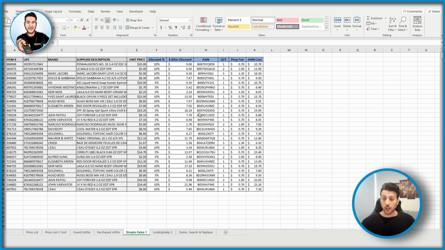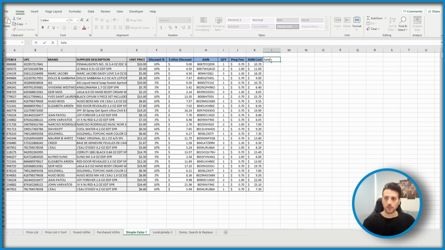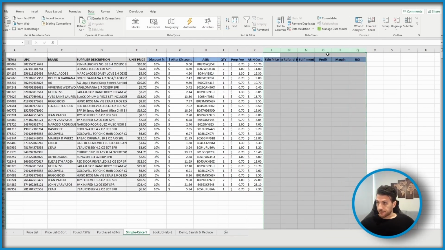Let's look at some of the most important calculations for our Amazon business. Okay, I'm going to start by adding a few columns. So I'm going to add the sale price. I'm going to add Amazon, the referral fee. I'm going to add Amazon fulfillment fee. Then I'm going to add profit margin, and of course the most important one, ROI. So I'm just going to auto expand these so we can see them a bit better.